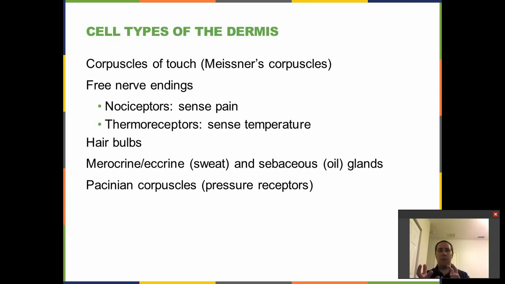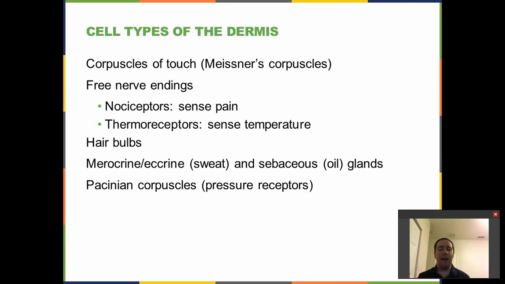The pair to go with the Meissner's corpuscle is the Pacinian corpuscle that's at the bottom of our list. These sense pressure. These are the ones that tell us how hard we are pushing on the desk. The way I remember it, pressure starts with P, Pacinian starts with P. So Pacinian corpuscles are for pressure, and by process of elimination, Meissner's must be for light touch.